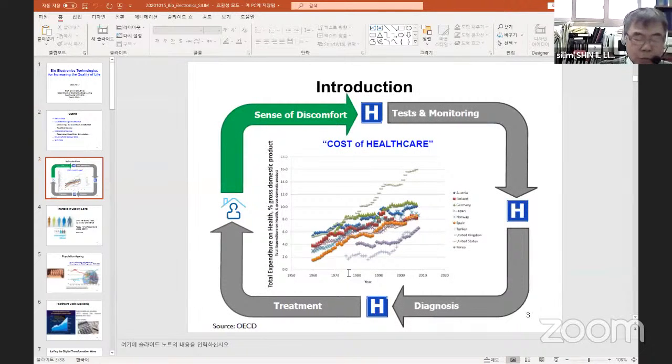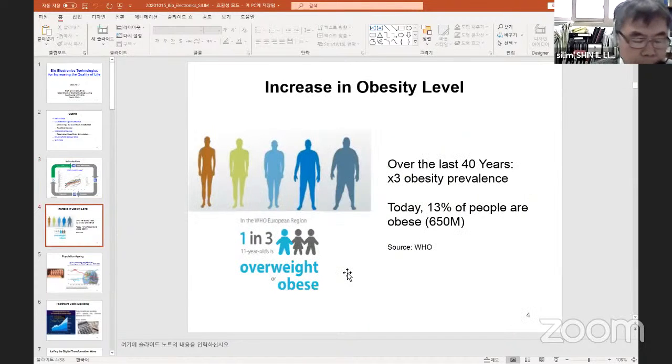This slide shows the cost of healthcare in some developed countries. As you can see, the cost of healthcare is rapidly increasing with the general process of treatment. As human lifespans and the elderly population increase, the medical cost by chronic disease is also increased. WHO reported that over the last 40 years, the number of obese people has tripled. In the European region, for example, 1/3 of 11-year-old boys and girls are overweight. This obesity causes many chronic diseases and makes the quality of life worse.